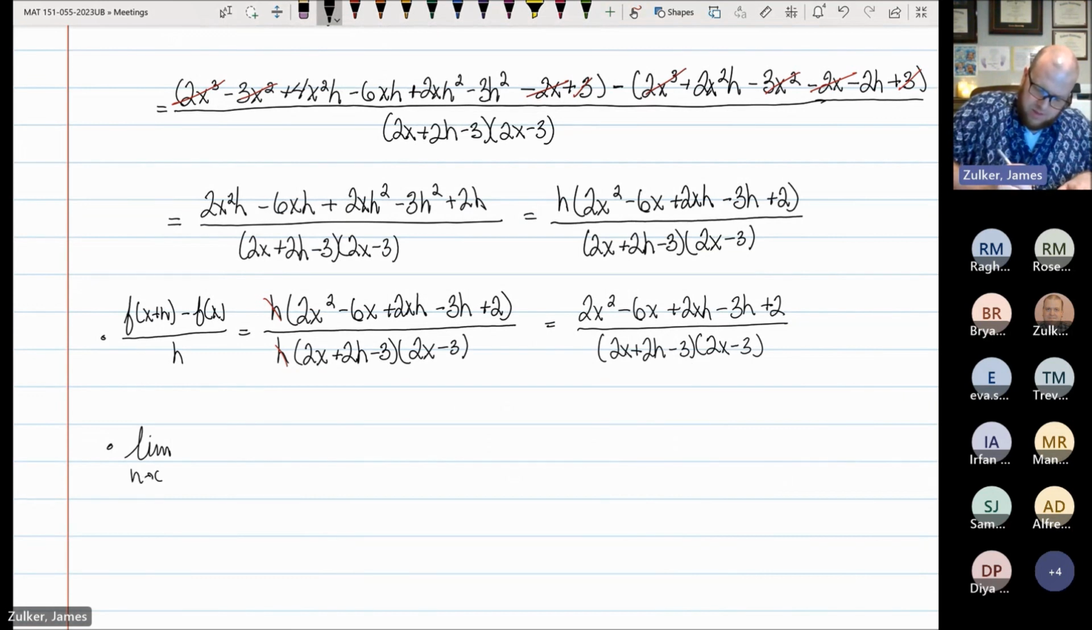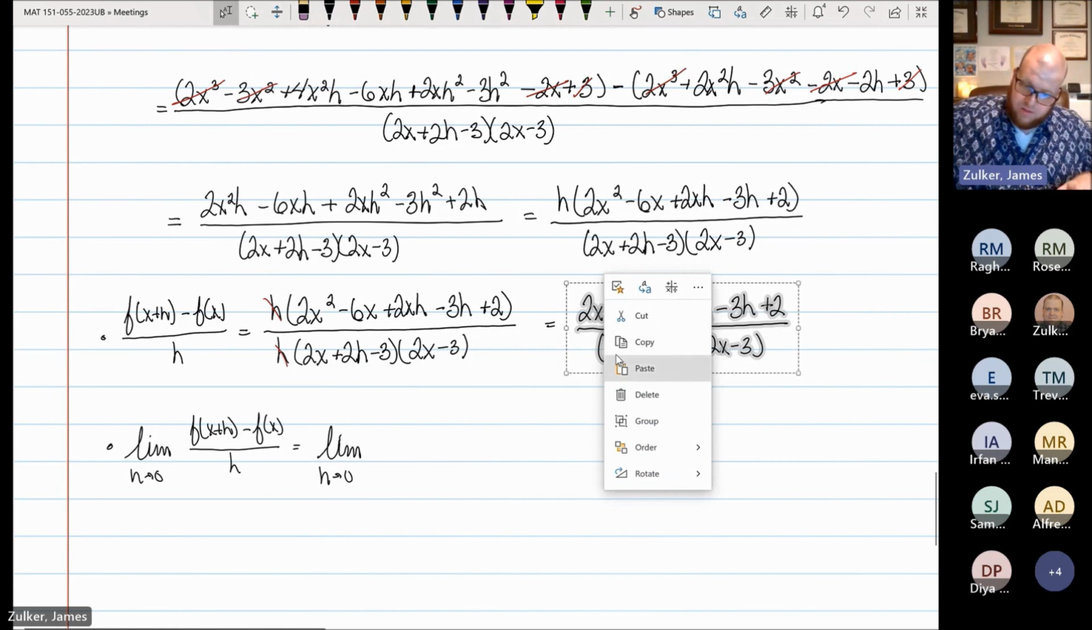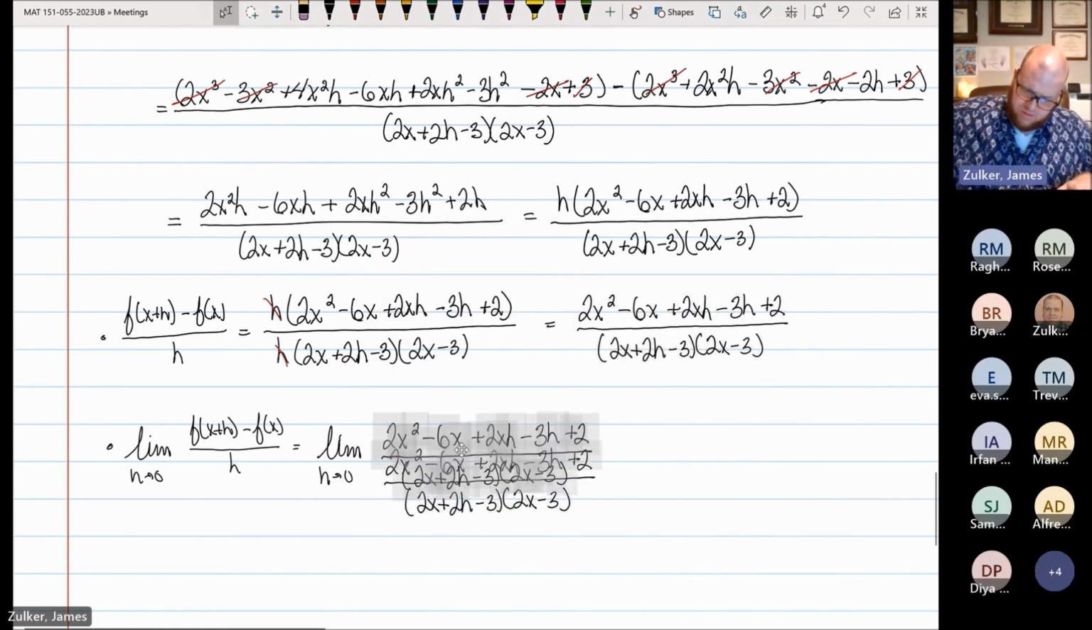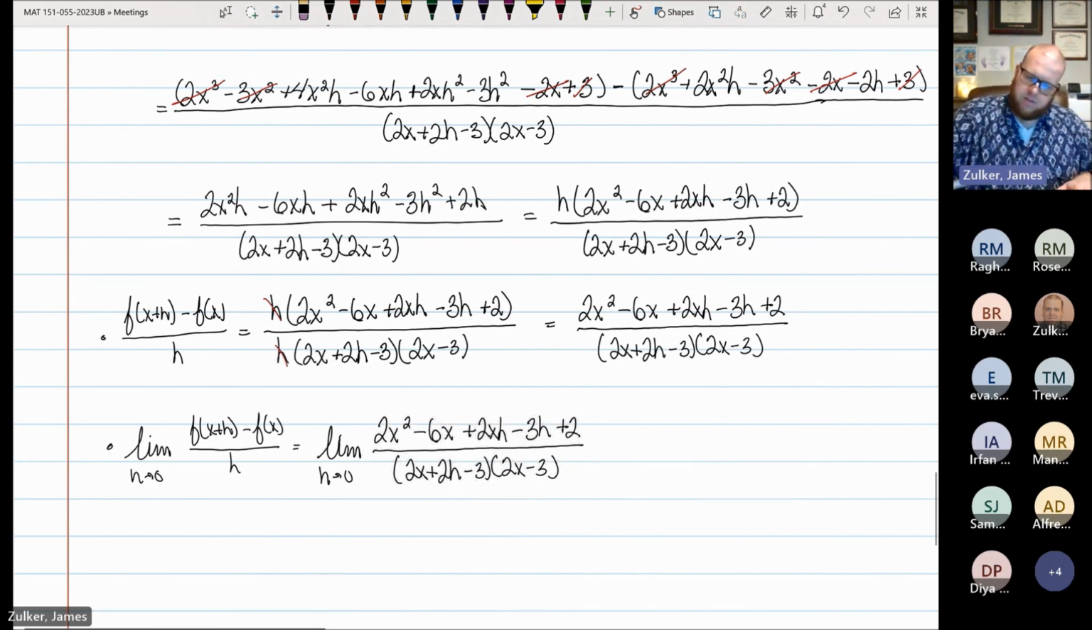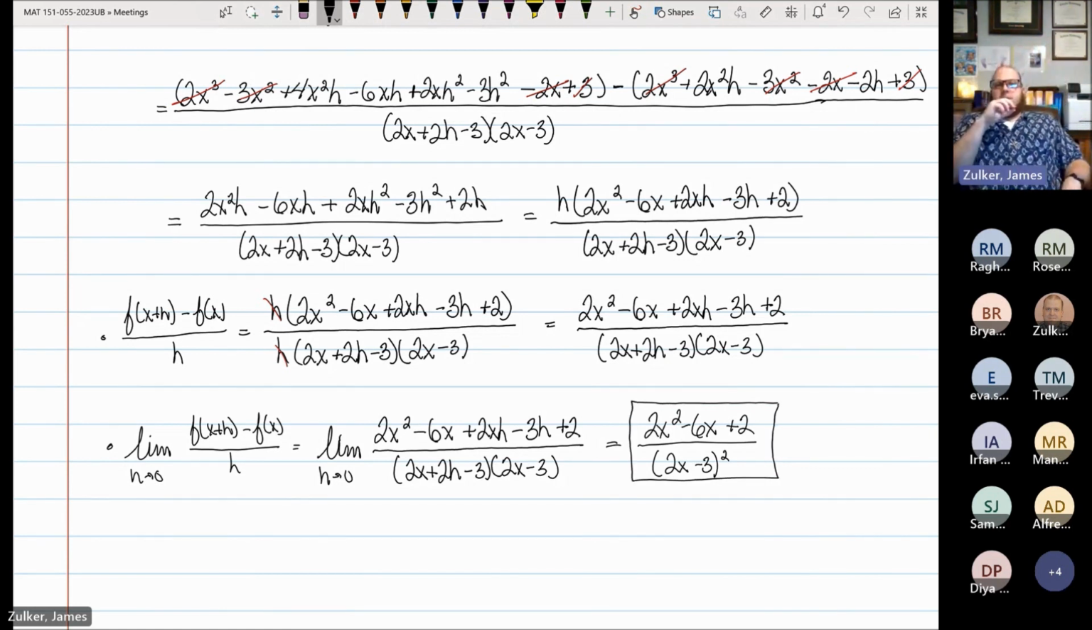Now, I'm at the limit. If they go to 0 in the numerator, we're going to have 2x squared minus 6x plus 2, and in the denominator, (2x minus 3) squared as our derivative.